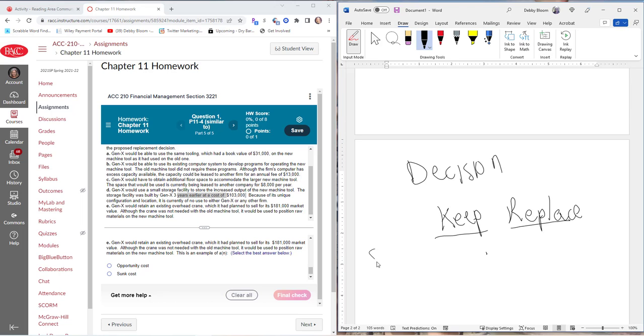So in this case, if we decide to keep the old machine, we would sell the crane and we would get the $181,000 sale price. If we decide to replace the machine, we will not sell the crane, we'll continue to use it, so we won't get the $181,000. So again, because there's two different numbers in the column, it's relevant. The only one that's relevant of those two is the opportunity cost.